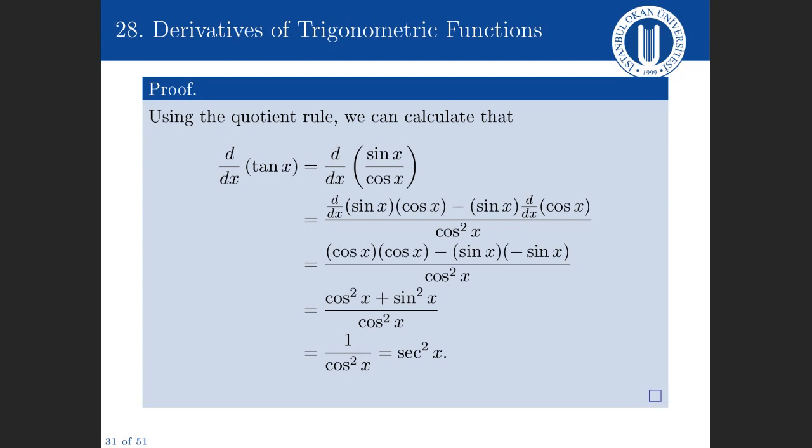Using the quotient rule, because tan means sine divided by cos, we have the derivative of sine multiplied by cos, minus sine multiplied by the derivative of cos, divided by cos squared. That's cos squared minus sine times minus sine; minus minus becomes plus, and we have cos squared plus sine squared. As I just said, cos squared plus sine squared is 1. So that's 1 divided by cos squared x, or sec squared x.